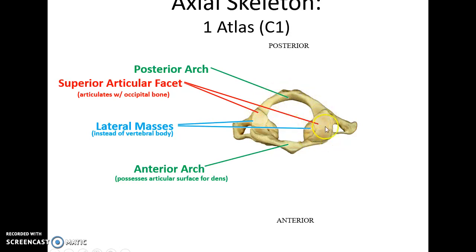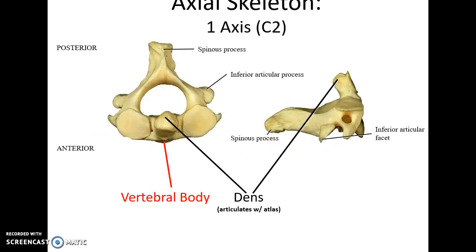That then becomes this dense bit of bone tissue called the lateral masses rather than a body, and then the anterior arch, which will articulate with the dens of the axis. There is the superior articulating facet, this smooth concave area that will fit with the occipital condyles of the occipital bone. Below that is C2, the axis.